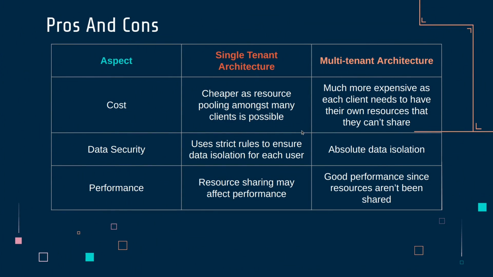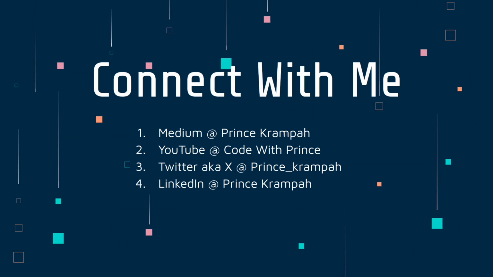And let's go on to the core performance. A single tenant system is fast because there's no resource sharing. But a multi-tenant system can be slow, not really slow, can be slow because of resource sharing, right?